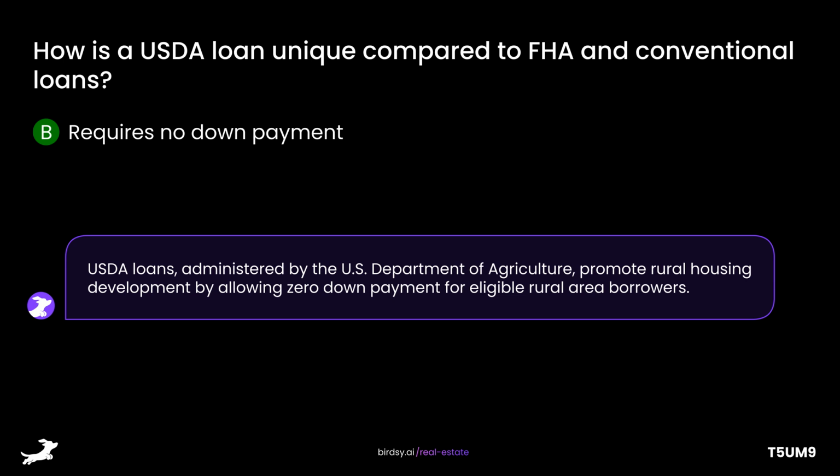USDA loans, administered by the U.S. Department of Agriculture, promote rural housing development by allowing zero down payment for eligible rural area borrowers.